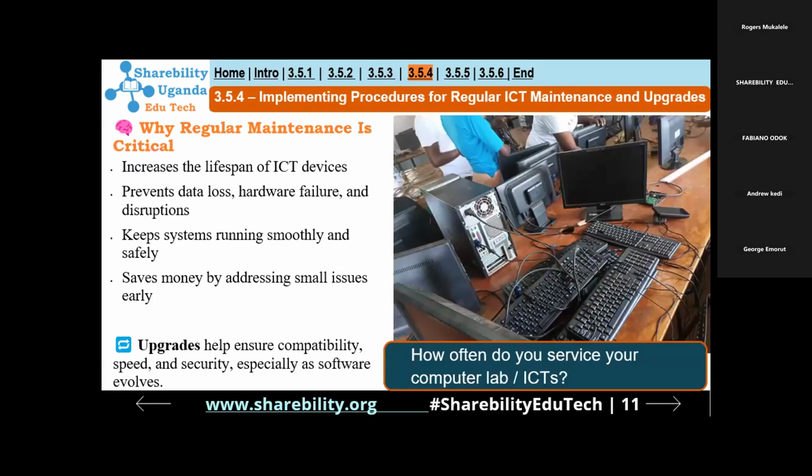So when you have set up your computer lab and you have also put in internet, you need to do maintenance. Maintenance increases the lifespan of your devices. Make sure that you service your computers. Because of time, I'm not going to have an extended discussion on this, but you should be scheduling your maintenance at least every holiday and also before you start, so that learners' computers are working very well.